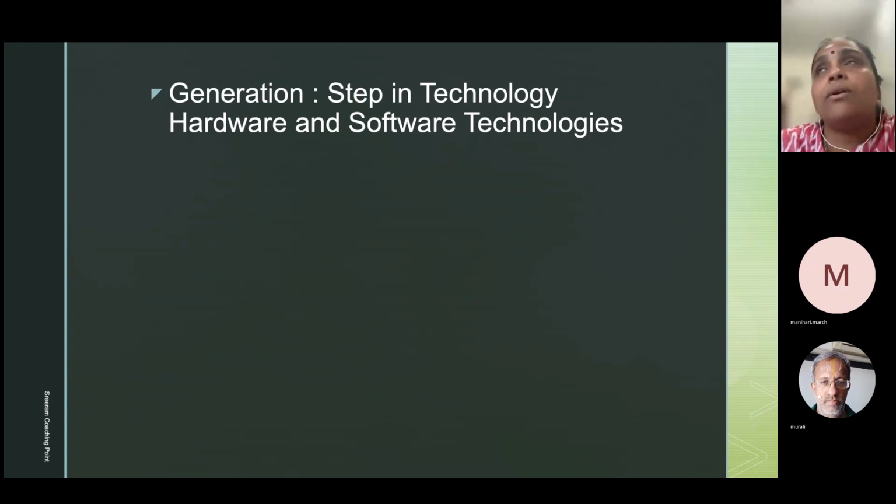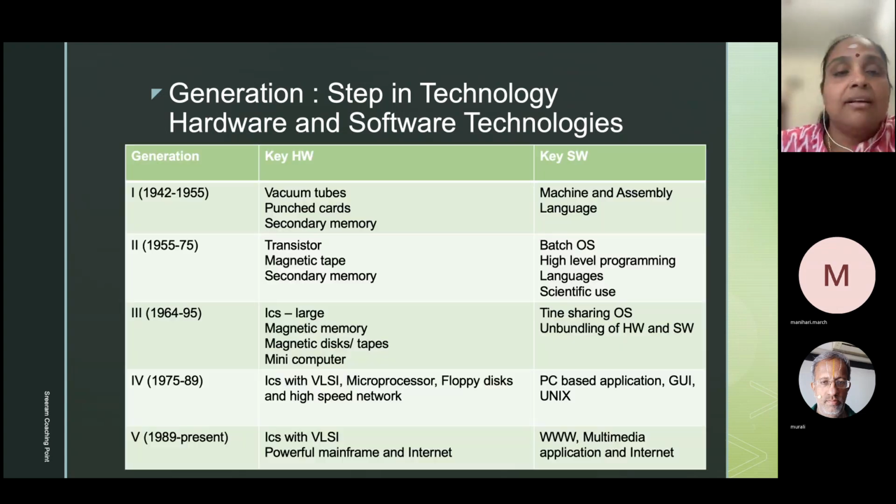Nowadays, we also talk about hardware and software. Previously, people only referred to hardware. So very quickly, we can see the different generations. Now we are in the 5th generation. I noticed that there are some questions referring to transistor or magnetic tape or secondary memory, or assembly and machine language. So we just have to know what each generation pertains to.